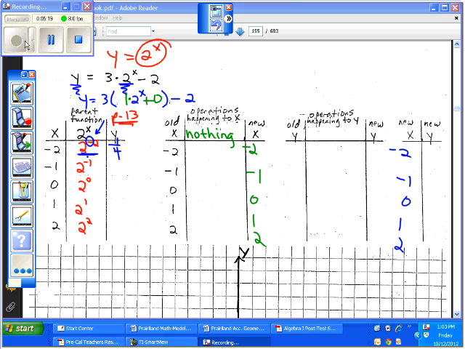We read this negative on that exponent as the reciprocal of. So we say the reciprocal of 2 to the first. Well, what's 2 to the first? 2. And what's the reciprocal of 2? 1/2, so we get 1/2.